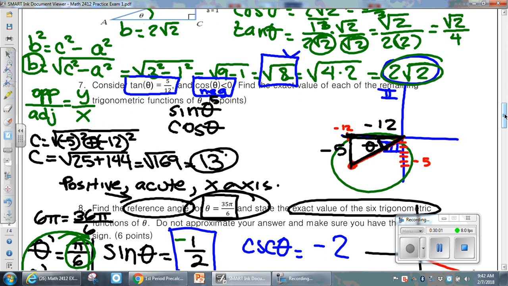Thank you. I already gave you one. Okay? So don't even bother writing tangent. It's already there. So this is the most common mistake I see on exams.